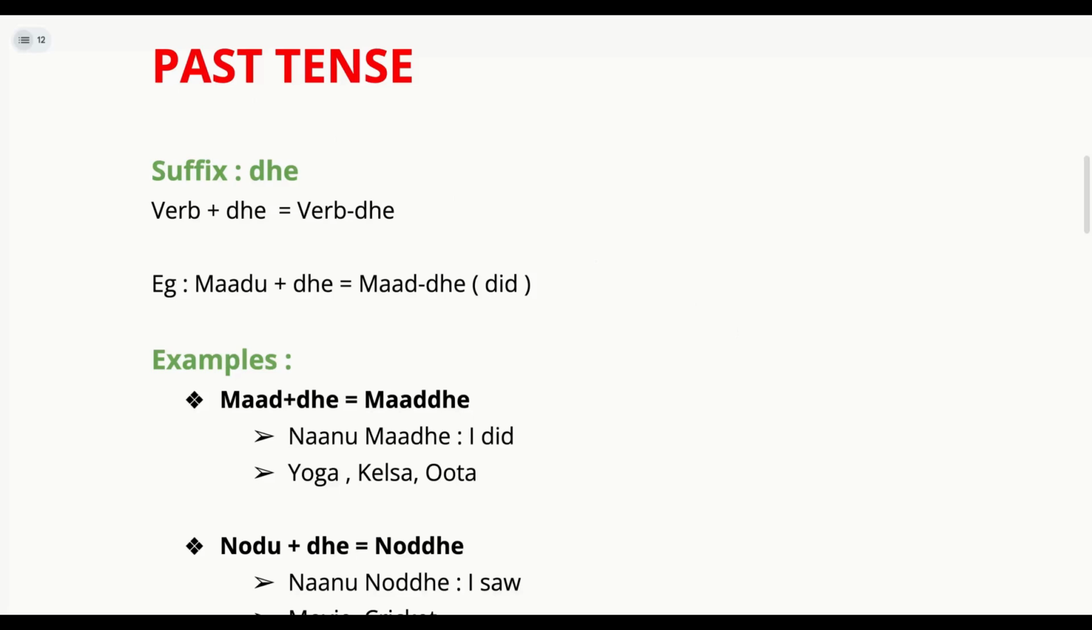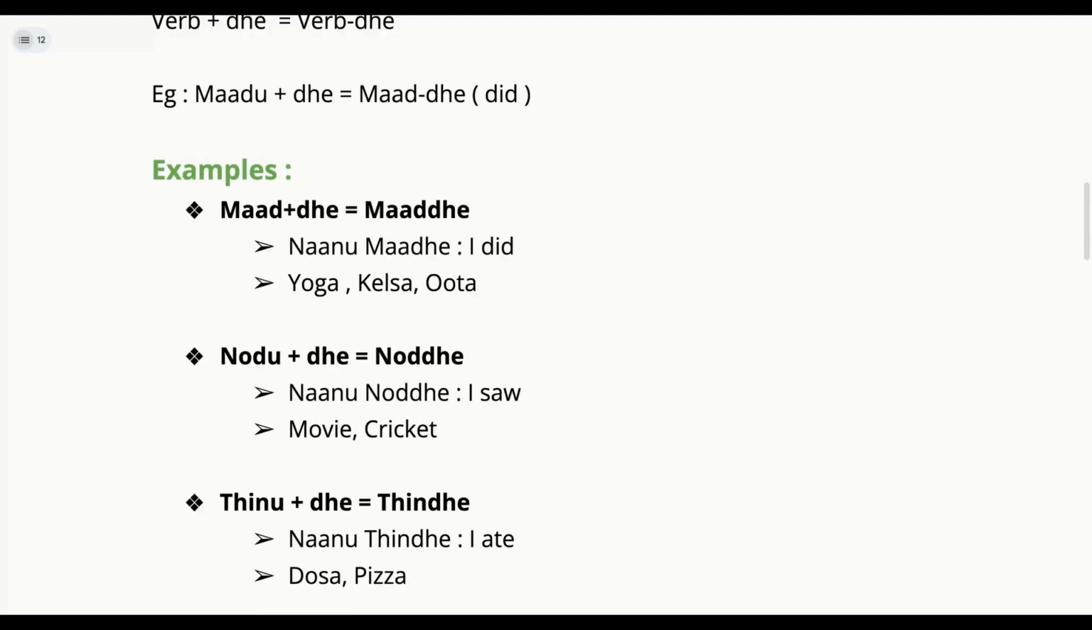Now you may ask, madu plus de will be madude. Why have you written madde? Good question. What happens is while we speak, we swallow certain letters. So when we speak, the vowel U is swallowed and we say madde. Now let's look at some examples which will make it much clearer for you.